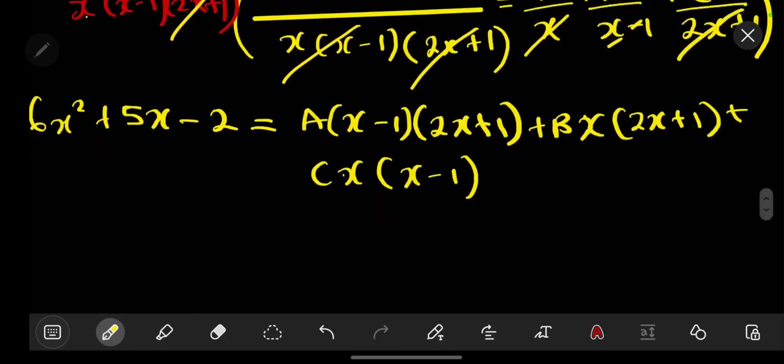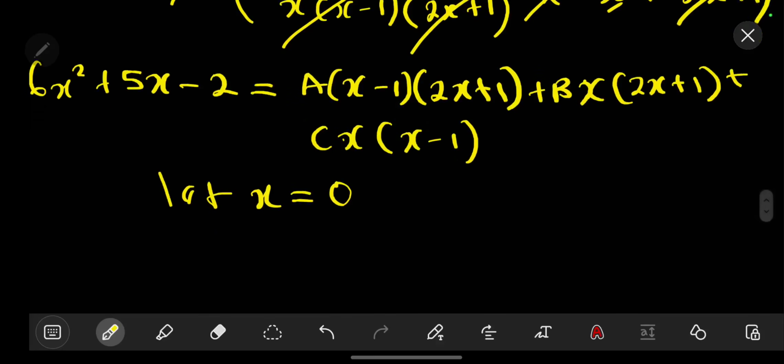So the first thing that we are going to do is let our x be equal to 0. Why 0? Because c has got x and b has got x, so b times 0 will be 0. So we have eliminated c and b by setting our x equal to 0. So that means, let's substitute.